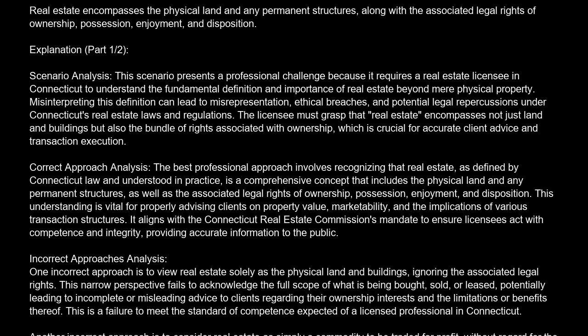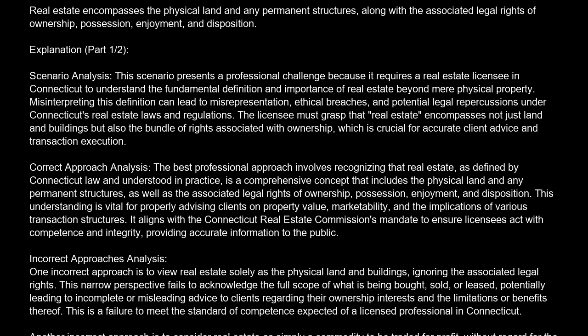The correct answer is C. Real estate encompasses the physical land and any permanent structures, along with the associated legal rights of ownership, possession, enjoyment, and disposition. Explanation. Scenario analysis. This scenario presents a professional challenge because it requires a real estate licensee in Connecticut to understand the fundamental definition and importance of real estate beyond mere physical property.